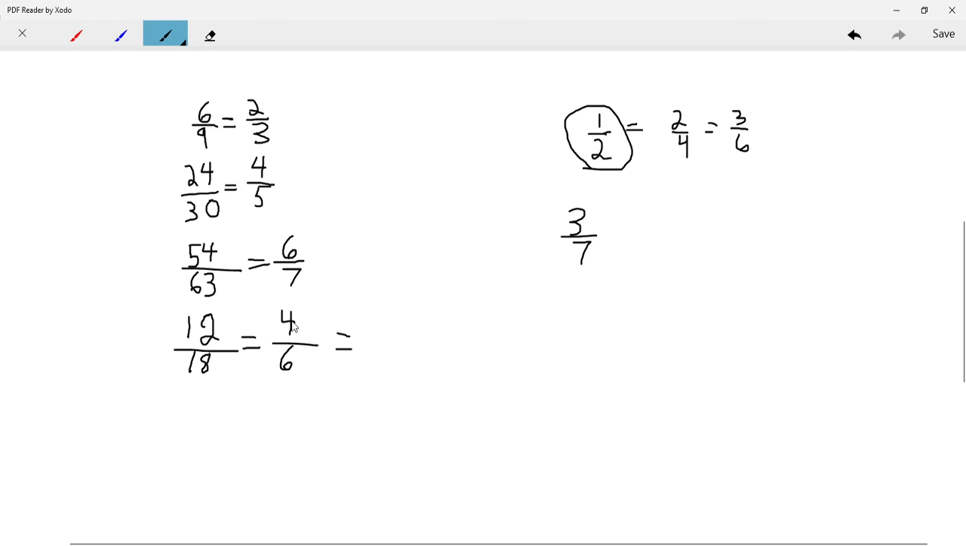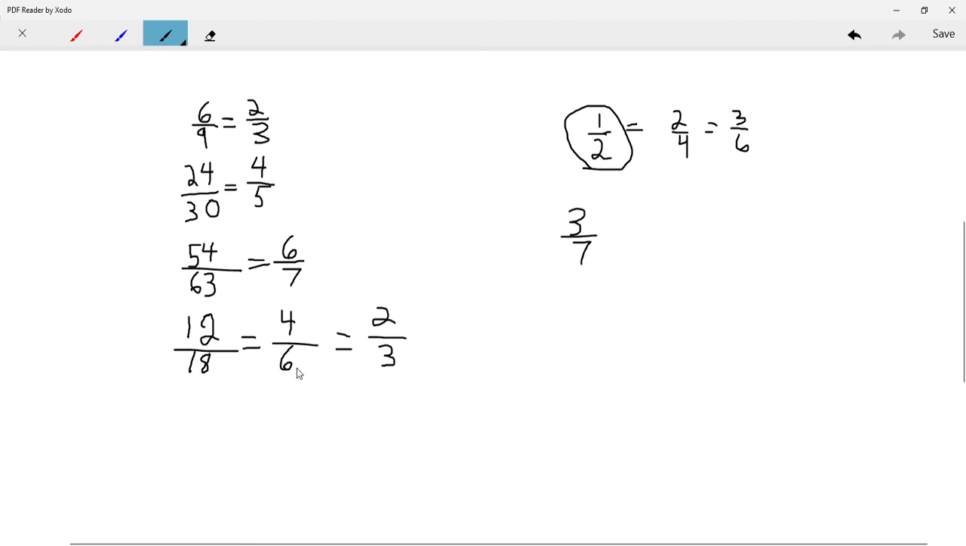Anytime that you have two even numbers, anytime that your numerator and denominator are both even, it means you can reduce it by dividing each by 2. And then this becomes 4 divided by 2 is 2, 6 divided by 2 is 3.